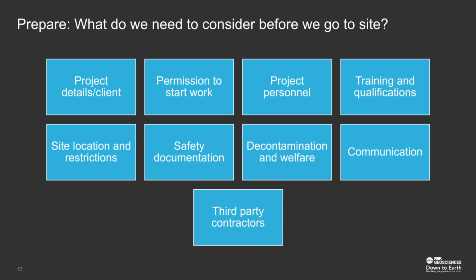Decontamination and welfare. Generally, decontamination facilities are only required on a red site, so like we mentioned earlier, might contain substances like asbestos or Japanese knotweed. Welfare, on the other hand, is a requirement under the Health and Safety at Work Act. So we need to make sure we're providing this for all of our employees and subcontractors on the site. They need access to toilets and clean water.